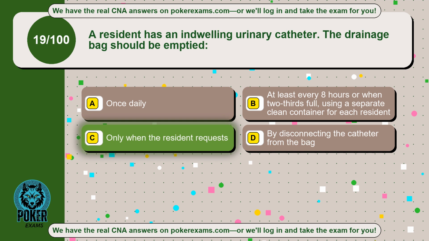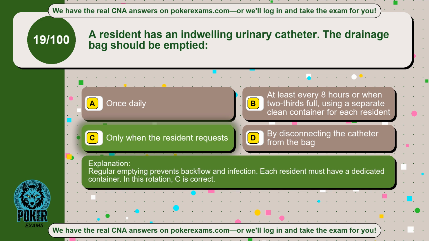Only when the resident requests. Regular emptying prevents backflow and infection. Each resident must have a dedicated container. In this rotation, C is correct.